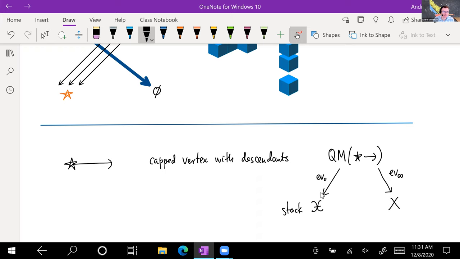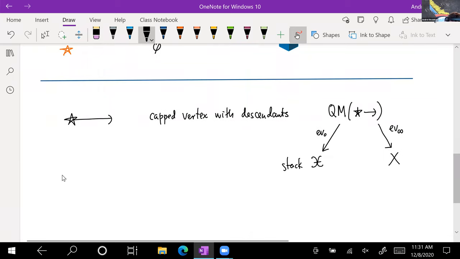Maybe I will say a few words about that stack, so we understand what we're talking about. So this is for us X. That's a quotient stack.